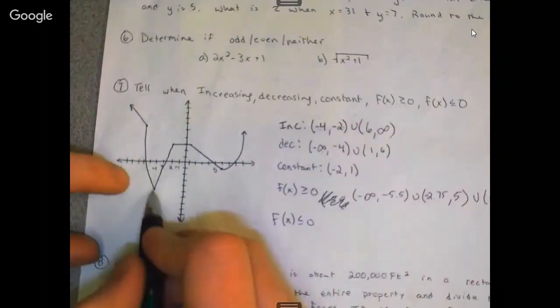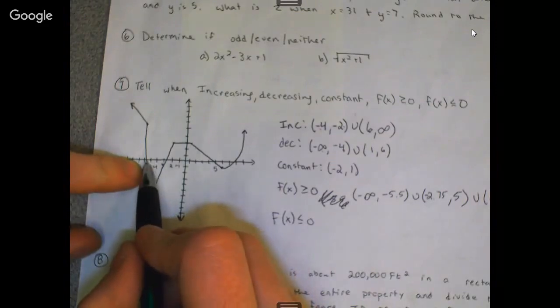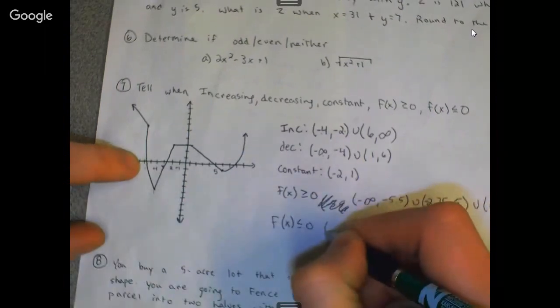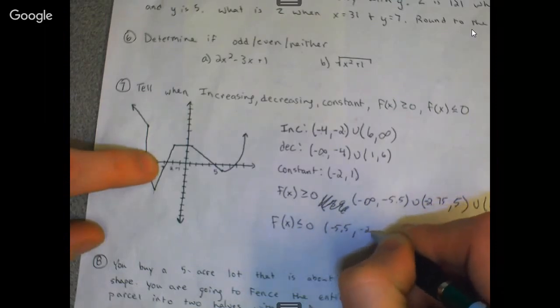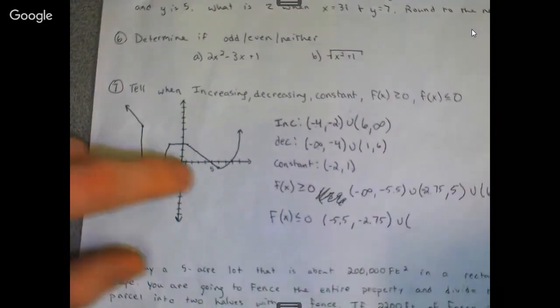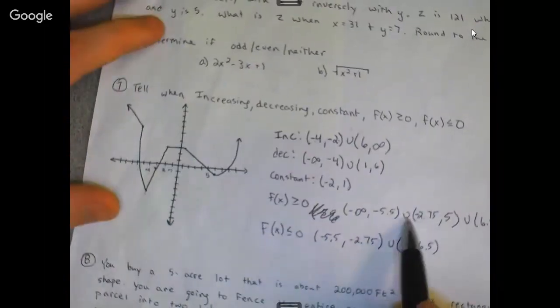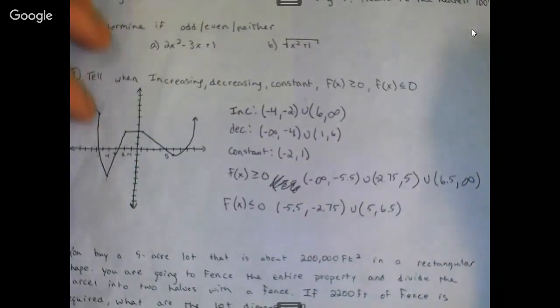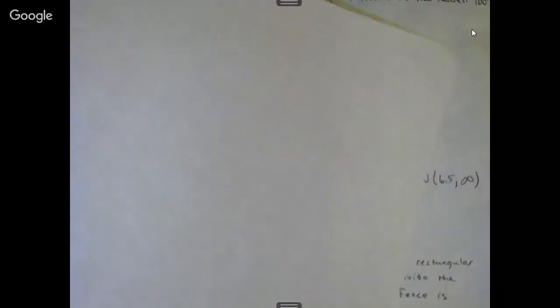And then when is it less than or equal to 0? So when is it below the x-axis? So we're using the same numbers. So 4, 5, 6.5. Wait, that's 4, 5, 5.5. -5.5 to -2.75, union 5 to 6.5. Okay, it's these two holes right here. Okay. And that's all you're doing. You're just trying to find intervals for all that kind of stuff. Okay, so now we have a word problem here.